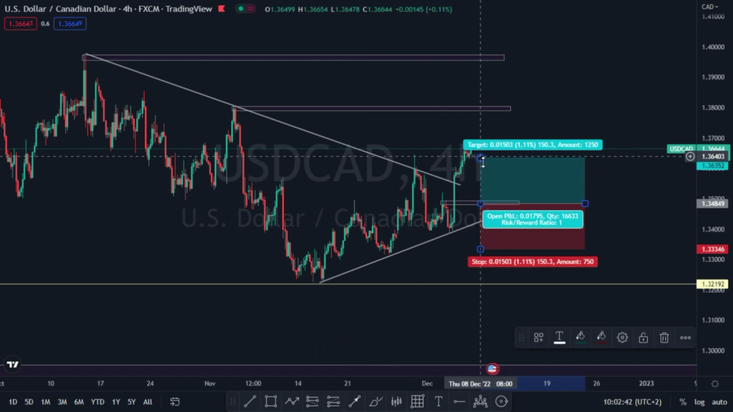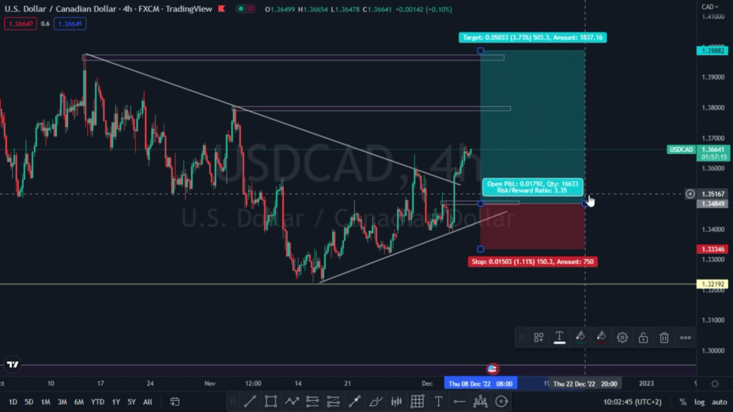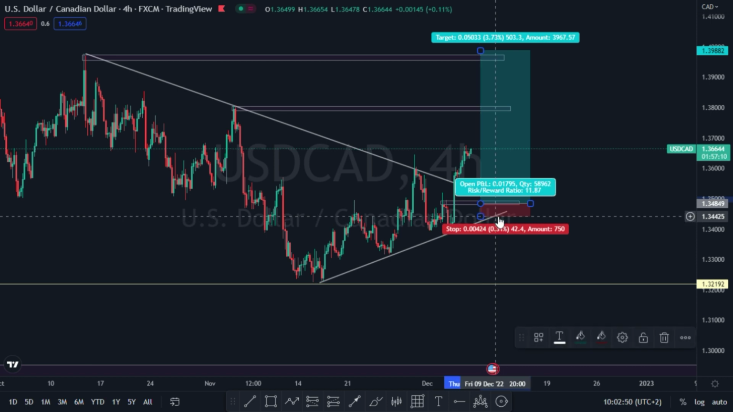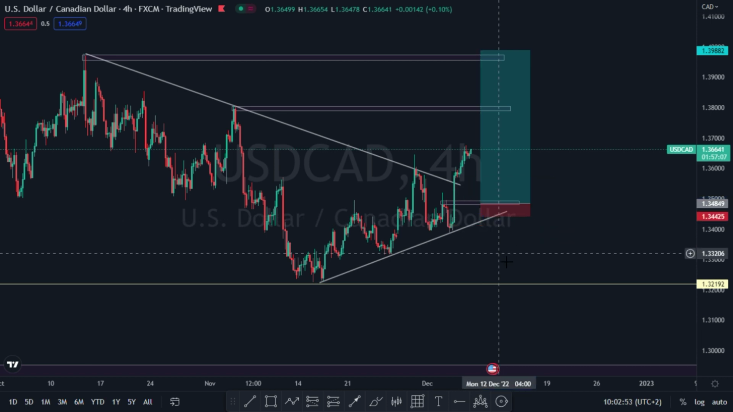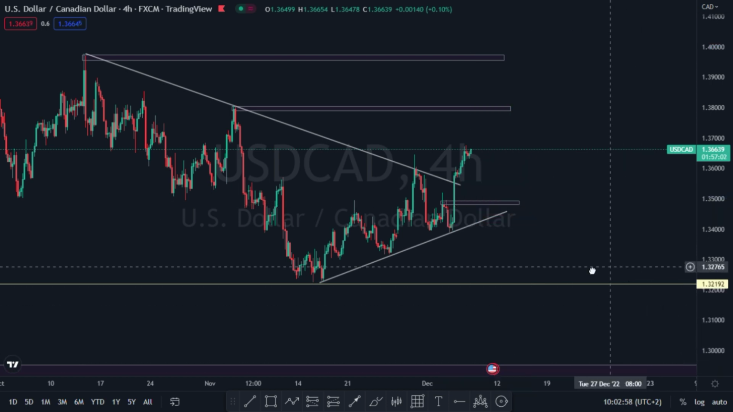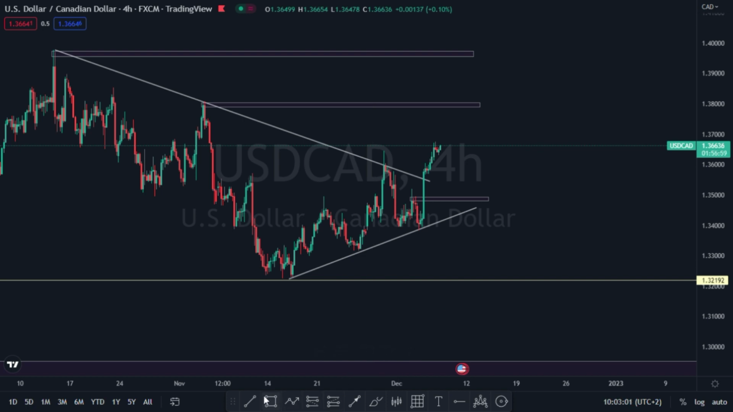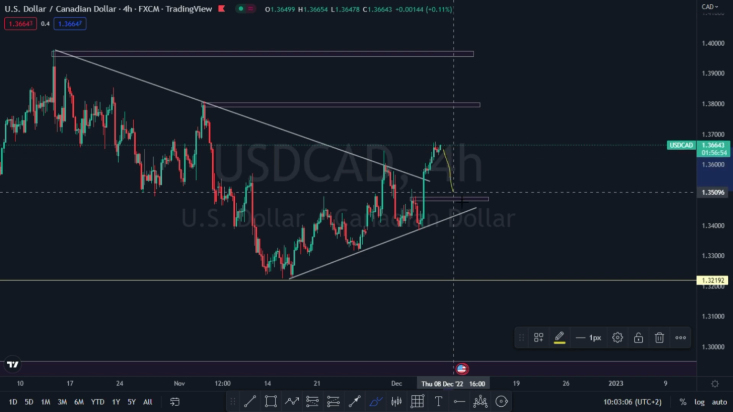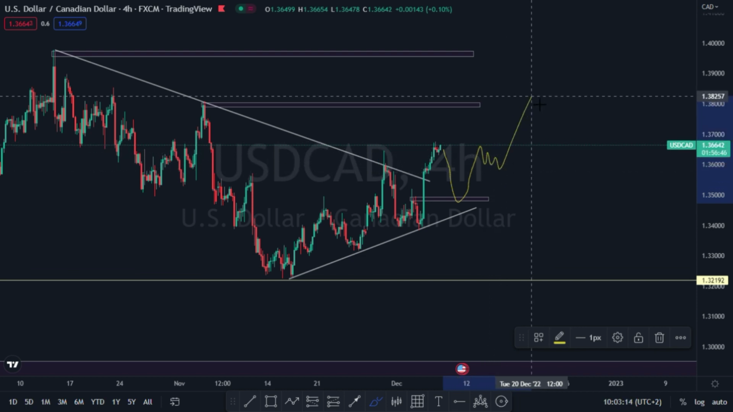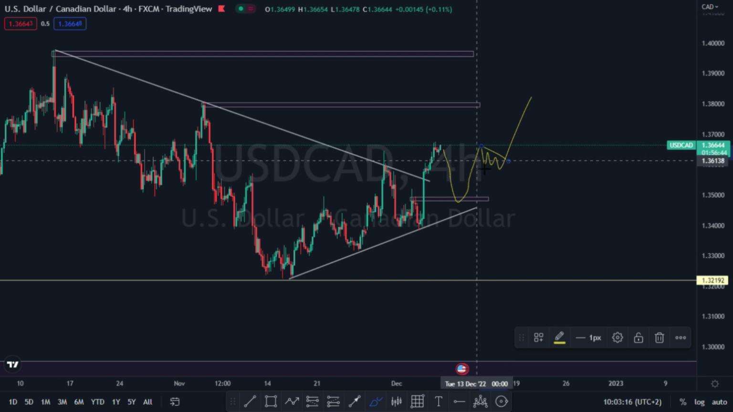From this level right here, my stop loss would be right below this level. If the market could do that, I would be more than happy to enter from these levels. So I won't be just entering. I will be looking for something like this. If the market could just do something like this and then give me a continuation pattern, then boom, we go. This is what I look for when I enter the market.